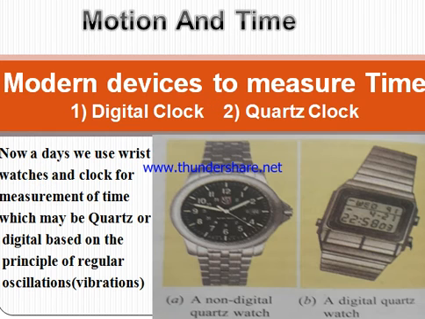Next is the modern devices to measure time. Nowadays we have analog and digital clocks. Digital clocks are used by many children, and the analog clock is used by many people. It is made up of quartz crystal, which is made from silica, and it is based on regular vibrations. It has a small motor regulated by a cell in which regular vibrations happen, and on the basis of the vibrations the clock hands move.